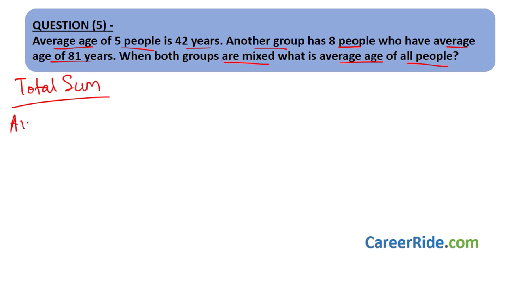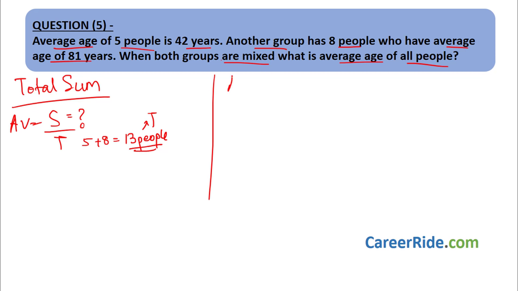We know average is nothing but sum upon total number of observations, right? Over here, do we know the total number of observations? They have asked average age of all people. All people means both the groups are added. First group had 5 people, second group has 8 people. So total number of people are 13. This is nothing but T. We have the value of T. Do we have the value of sum of all the ages of all the 13 people? No. So let's see what exactly we have.